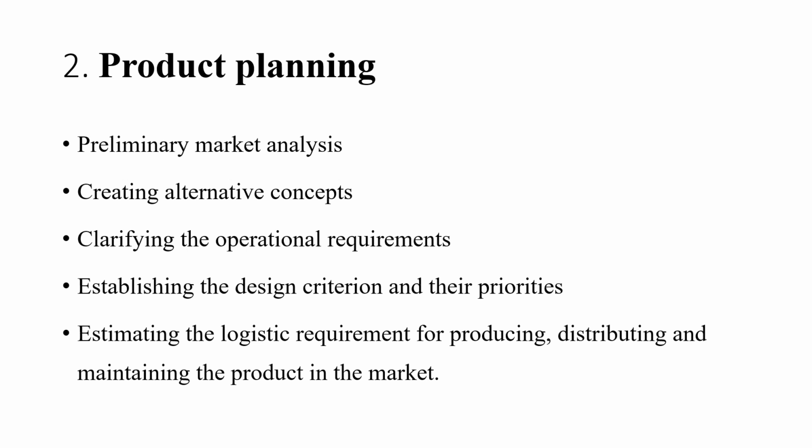Next one is establishing the design criteria and other priorities. The manufacturer must make sure of the shape and size of the product, because it is the thing which is going to satisfy the customer, it is going to attract the customer firstly. And the manufacturer should see that the cost of the product should not increase.